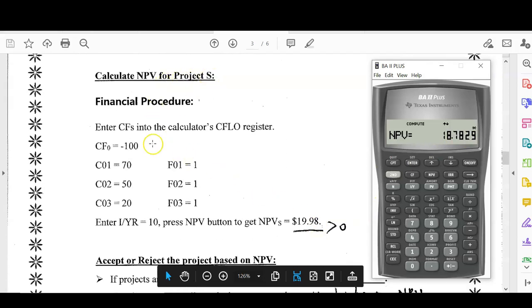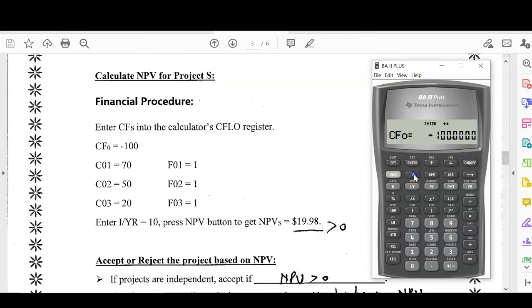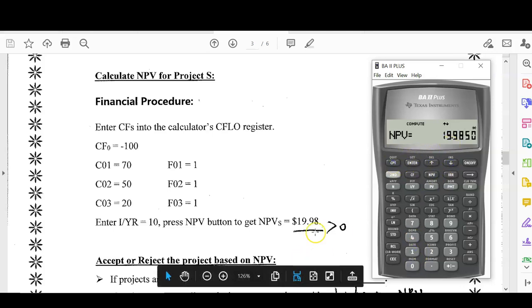As for project S, we can do the same thing here. Cash flow 0 is still -100. Cash flow 1 changed to 70, enter. Frequency 1 as 1. Cash flow 2, 50, enter. Frequency 2 as 1. Cash flow 3, 20, enter. Frequency 3 as 1. Okay, double check, no cash flow 4. Go to NPV, I 10, enter, down button, compute. 19.98 is the NPV value for project S.